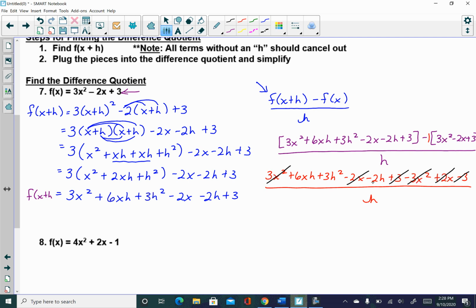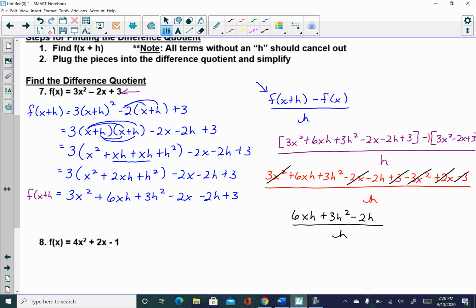Everything that I have left all has an h in it. So let me write that out: 6xh plus 3h squared minus 2h, all divided by h. Okay, I'm going to burn an extra step here. Some folks might be able to just go straight from here to the final answer, but I'm going to burn an extra step.